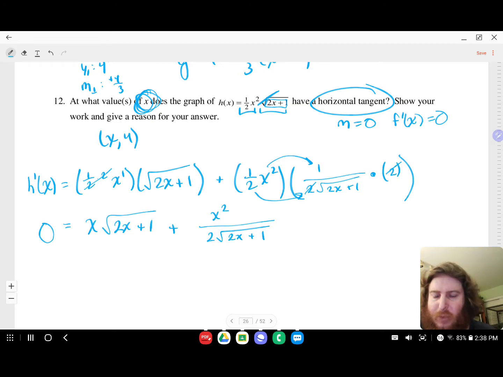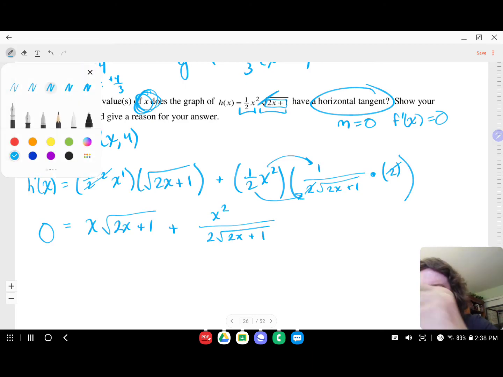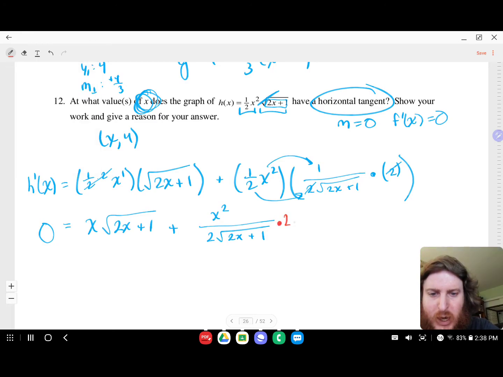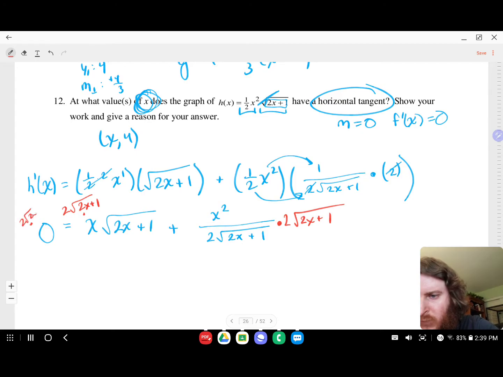And you could try to get this into one fraction, but I don't like that. Anytime I have fractions what I always do is I just multiply every term by the denominator. So times 2 square root of 2x plus 1, times 2 square root of 2x plus 1, and times 2 square root of 2x plus 1. Right? Each term on the left side and each term on the right side would multiply. Wherever you have a plus, that's like our separator. So here, that cancels out.